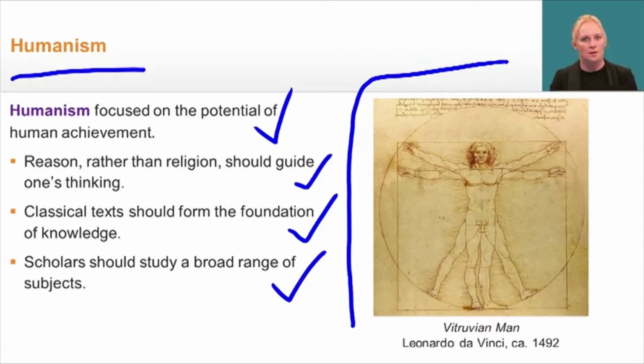Now, the other important thing to remember about humanism is that humanist thinking impacted writers, philosophers, artists, and religious and political leaders during this time period. It was so important and prevalent that it was everywhere.